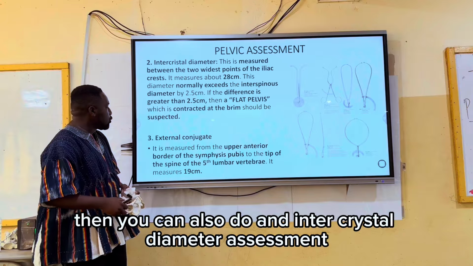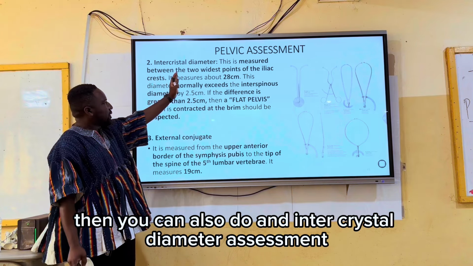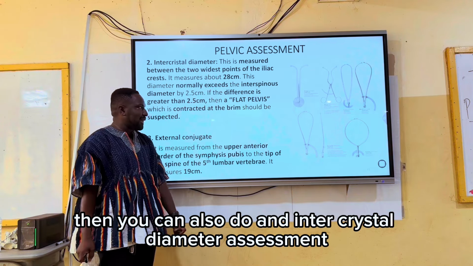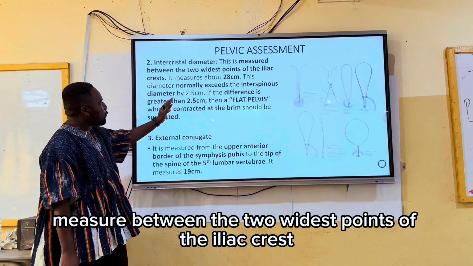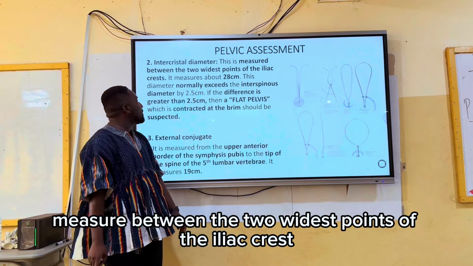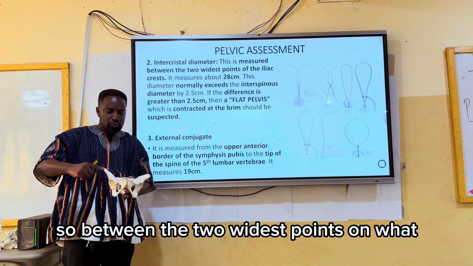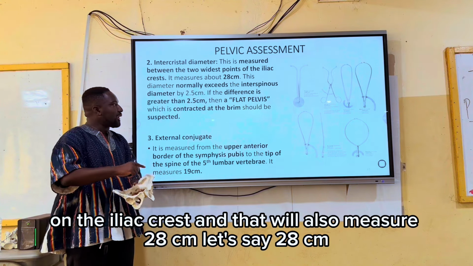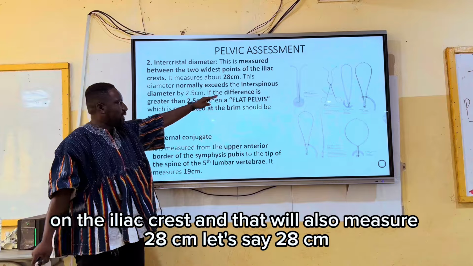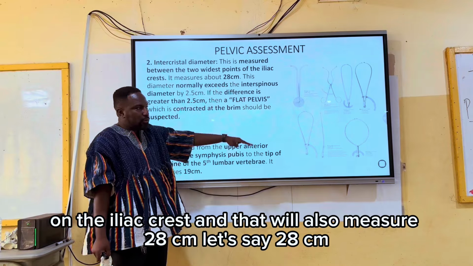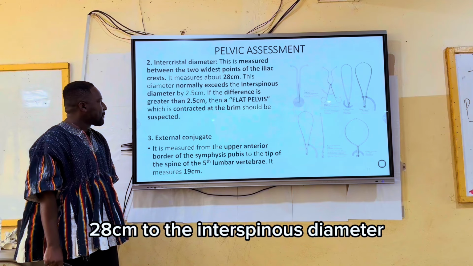Then you can also do an intercristal diameter assessment. Measure between the two widest points of the iliac crest. So this is the iliac crest. So between the two widest points on the iliac crest, and that will also measure 28 centimeters.